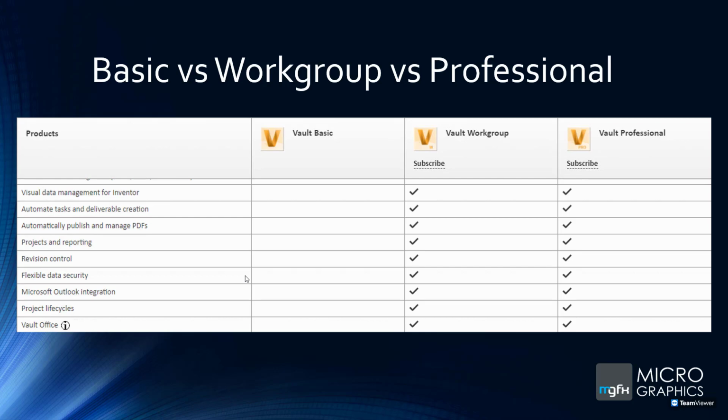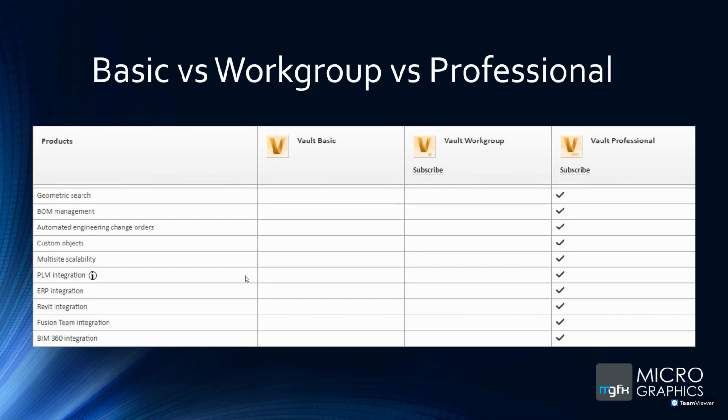And please also note, you cannot mix and match. So you can't buy 3 Vault Workgroups and then 4 Vault Professionals and have it working in one environment. It has to either all be Vault Workgroup or Vault Professional, although you can tag onto that Vault Office as well. And the last one over here is just in the domain of Vault Professional, the geometric search.